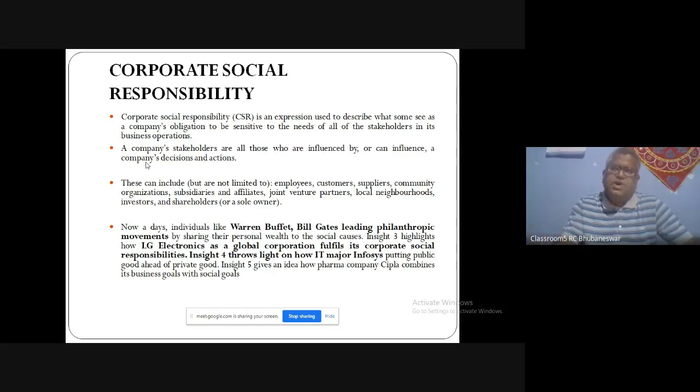For example, LG Electronics is a Korean company, and they also put a greater fulfillment towards CSR activities in the Indian market. And if you take the example of Infosys, Bill Gates of Microsoft, and Warren Buffett, these are some of the philanthropic movements through which they are promoting their business through corporate social responsibility.